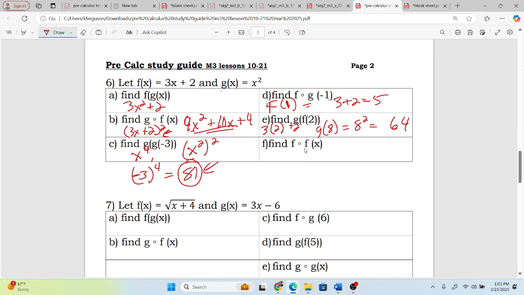And then finally, I'm going to have f of f of x. So I'm going to have 3x plus 2 on the inside, and then I'm going to have f of x on the outside. So wherever there's an x in this function right here, I'm going to plug in 3x plus 2. So that's going to equal 3 times 3x plus 2.